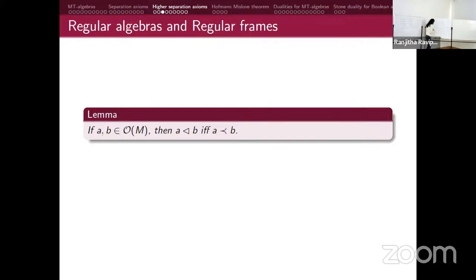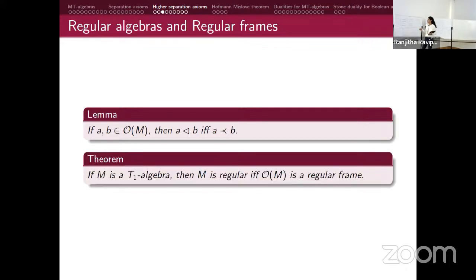So the moment I have opens, A and B are opens, it agrees very well with the triangle formula I have for MT algebra. So immediately this will give me that if M is a T1 algebra, then M is regular if and only if opens of M is a regular frame. So this regular condition will also give me regular spaces and also a regular frame.